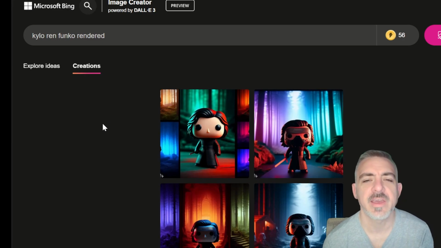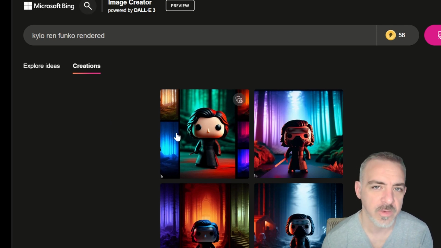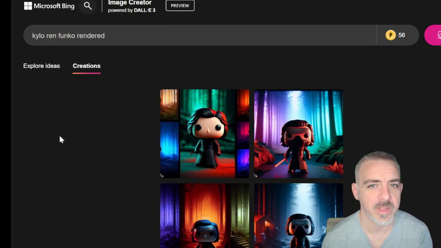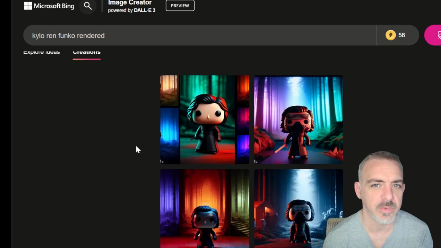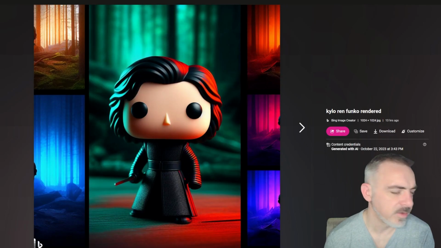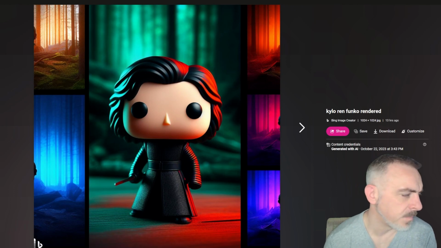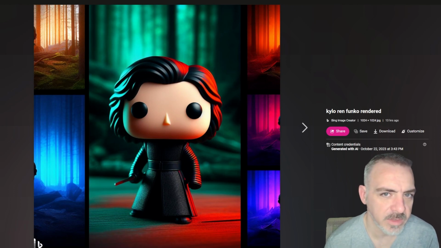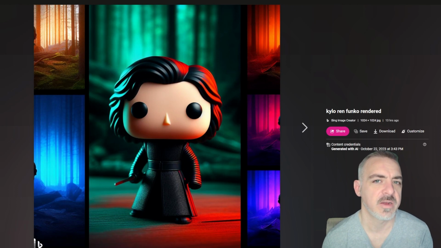All right, so for this one, I did Kylo Ren sort of as a Funko Pop, and the exact prompt I used was Kylo Ren Funko, and then I used rendered. Rendered gives it this sort of 3D generated rendered image look that usually looks pretty cool. These aren't too bad. We'll dive into them and take a closer look. All right, here's the first one. It looks like he's holding a tiny little lightsaber style dagger here. This does look a lot like Kylo Ren.